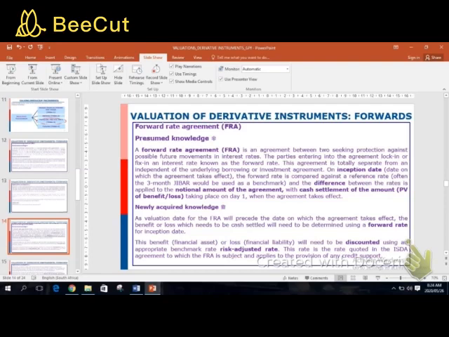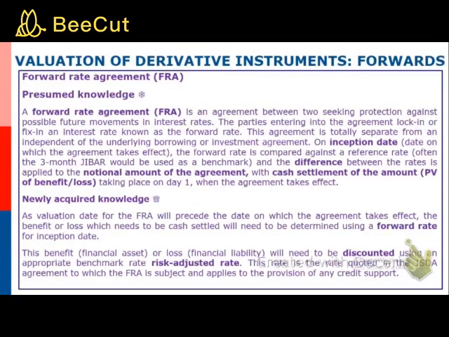Now, because of that, we are going to determine the difference between these two rates and apply it to the value being hedged, which we call the notional value. That difference in the rates is applied to that, and we then need to discount that to a present value on the date on which the agreement takes effect, because that represents the cash settlement.